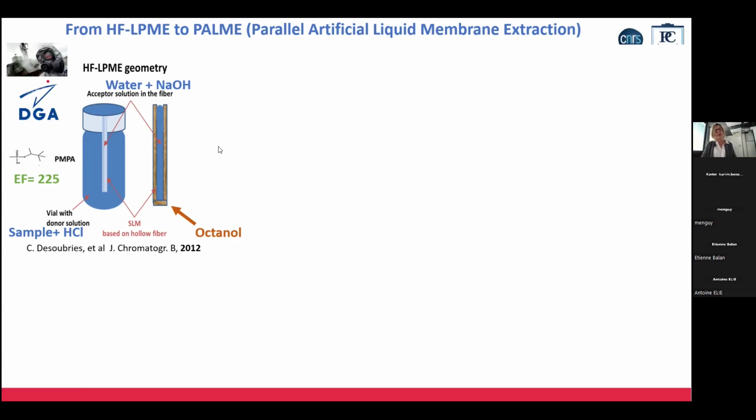And in this way, it was possible to extract our compounds with an enrichment factor of more than 200. So it was very efficient. But if you look at how it works, you have to take a syringe, you put a fiber on the top of the syringe, it's not so easy to do. So the idea is to try to automatize the device.